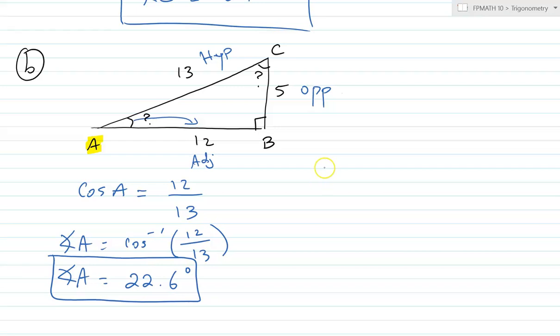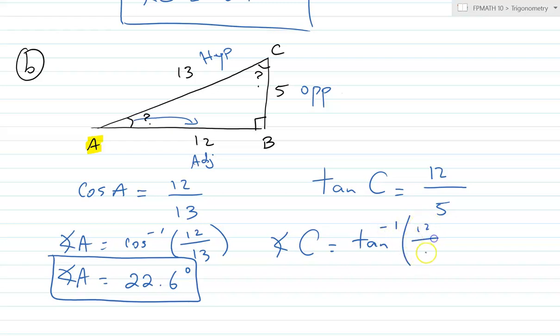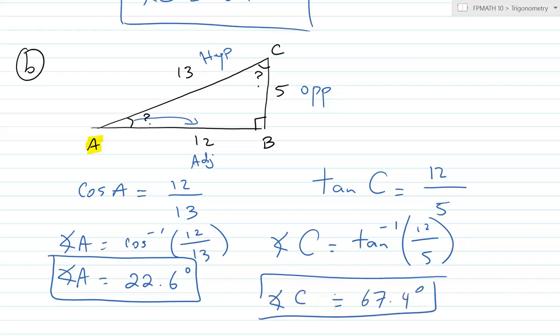Let's use tangent for angle C. So tangent of angle C equals, in this case, opposite is 12 and adjacent is 5. So angle C equals tangent inverse of 12 over 5, and you just go ahead and do the same thing again. You punch that in a calculator, 12 over 5 first, second function tangent, you're going to get 67.4 degrees.